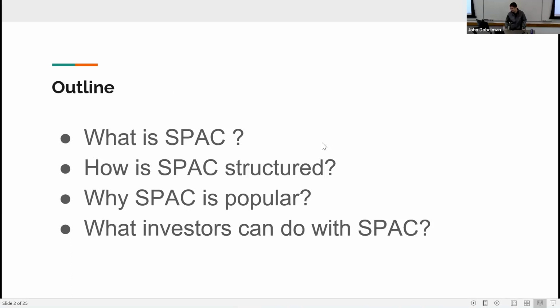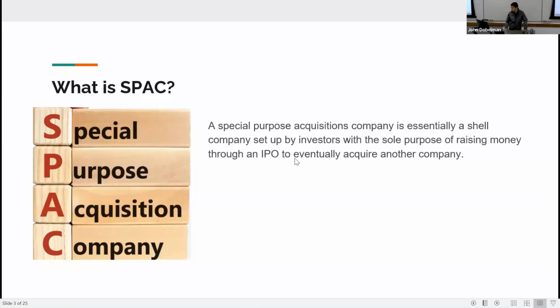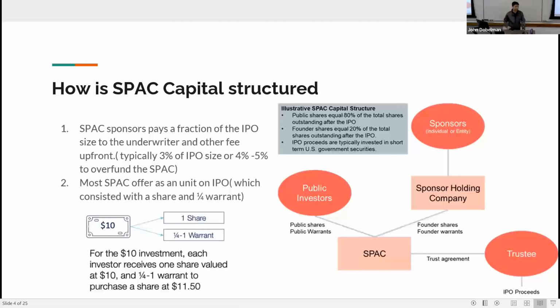So what is a SPAC? SPAC stands for special purpose acquisition company, and it's a shell company. It doesn't have any business. The target for SPACs is basically a bunch of people raising money through an underwriter, and they're looking for a real company, a private company, to merge with to turn the private company into a public company. That's how a SPAC works. As for why they use a SPAC as a vehicle to go public, there are several advantages and disadvantages we're going to discuss later in this class.